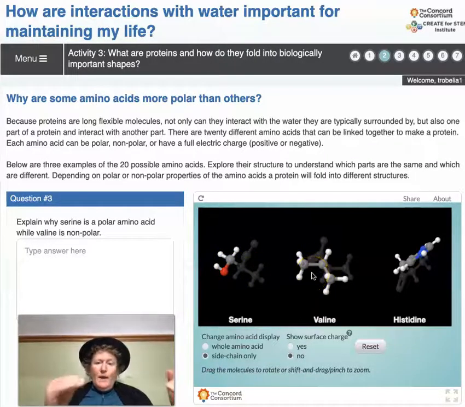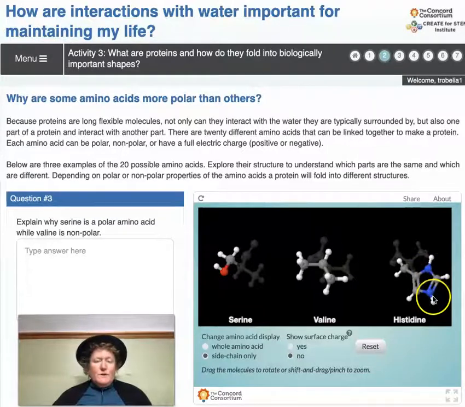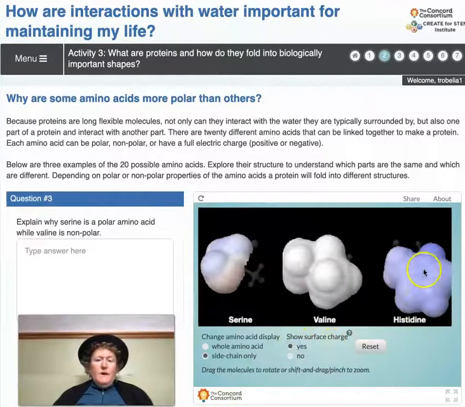Valine has all carbon as a side chain, and carbon's very good at sharing equally, so we see that valine doesn't have a charge. Histidine here, its side chain has 2 nitrogens, and nitrogen shares okay, but it's not a perfect share, and we can see that nitrogen also creates a charge in the side chain of histidine.